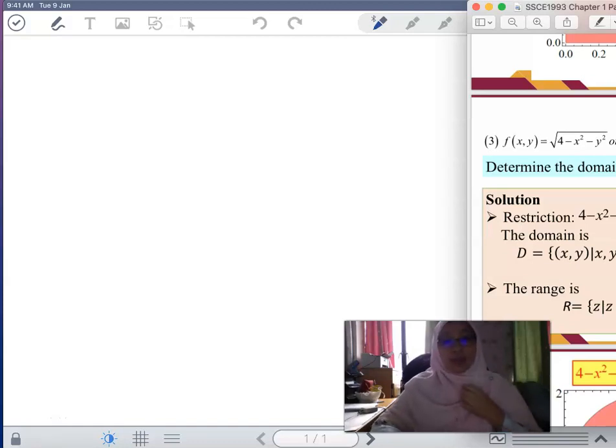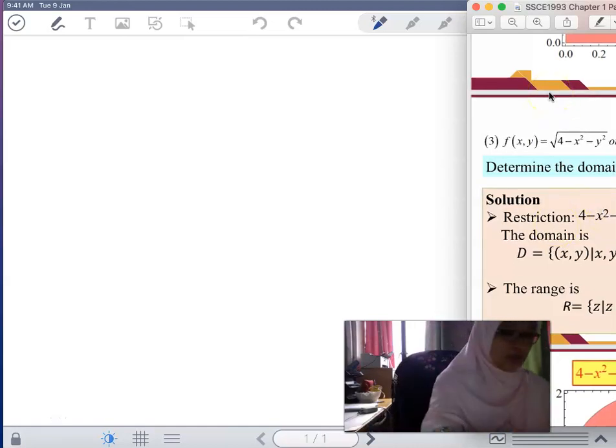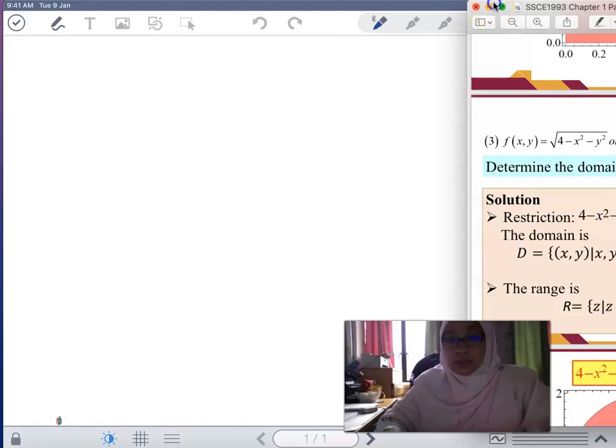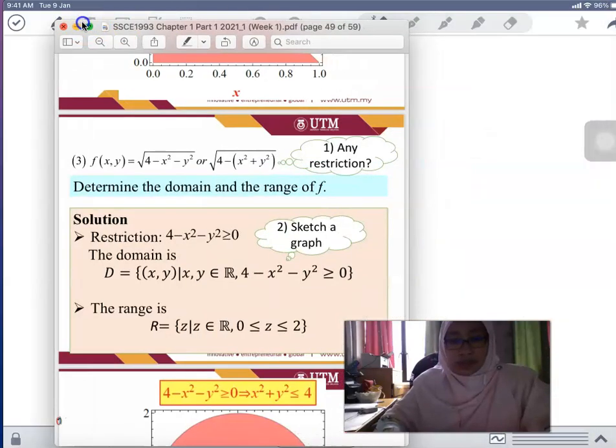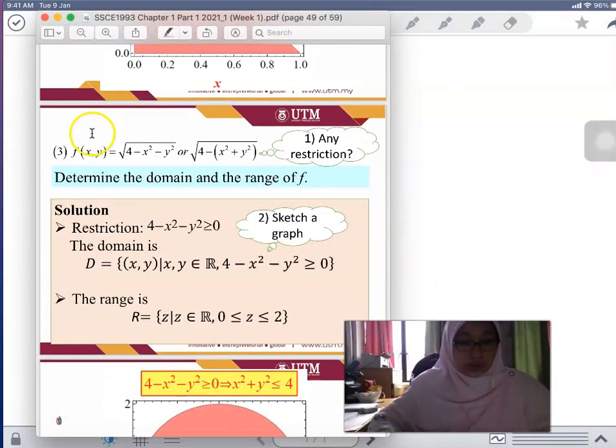Assalamualaikum and hi. Okay, so now we continue with the next example on the domain and range. So the next example that I want to discuss here is from the slide, which is example 3. Okay, for the other example, I just skip, and since I already gave you the answer, so please have a look. And if you don't understand, then please let me know.